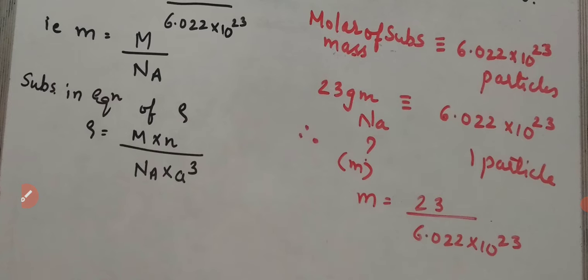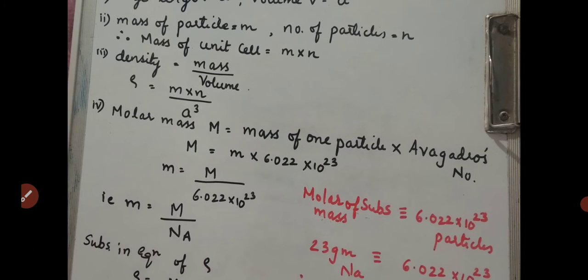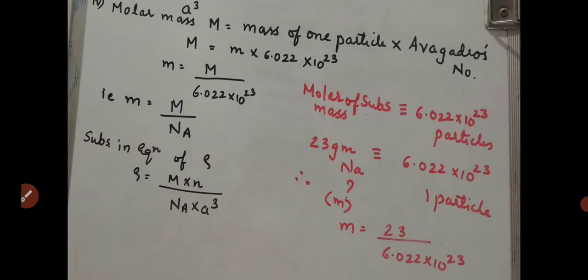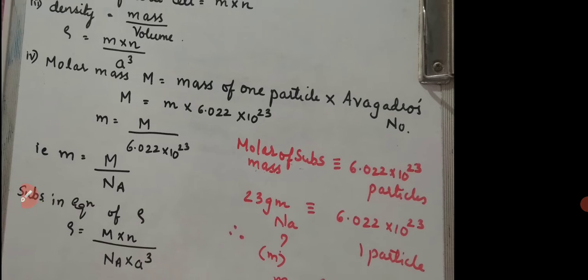Now, substituting this equation in the equation of density, we get density is m into n upon a cube. So here we will substitute: density is equal to M into n upon Na into a cube. In the density formula, rho is m into n, and the value of m we have substituted as M upon Na. So we get the final formula rho is equal to M into n upon Na into a cube. This is the relationship that you get between density, molar mass of the substance and edge length. On this you may get problems.